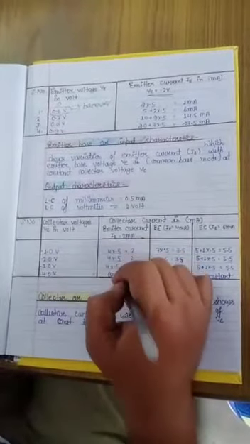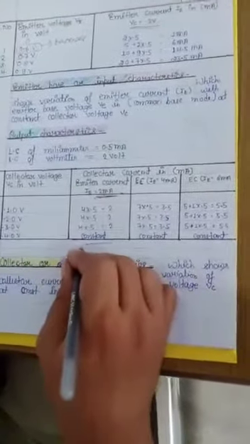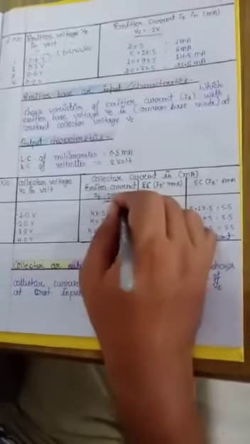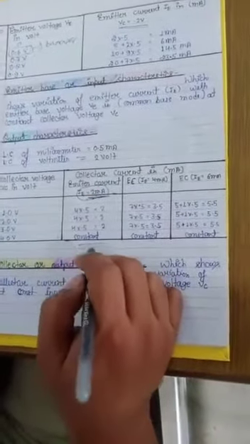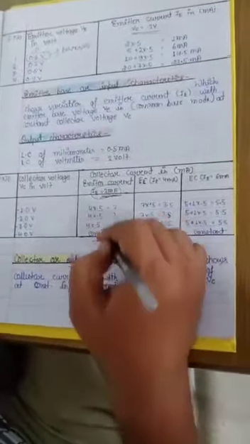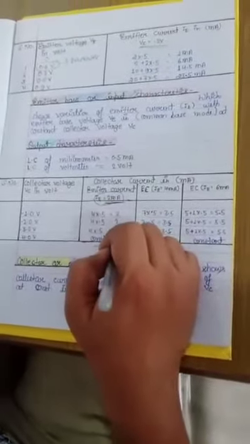Please remember that the output collector current will never be more than the input current, because the input current is the emitter current. The emitter current is the sum of the base current and collector current. So the maximum value of the collector current is up to the emitter current, not more than the emitter current.